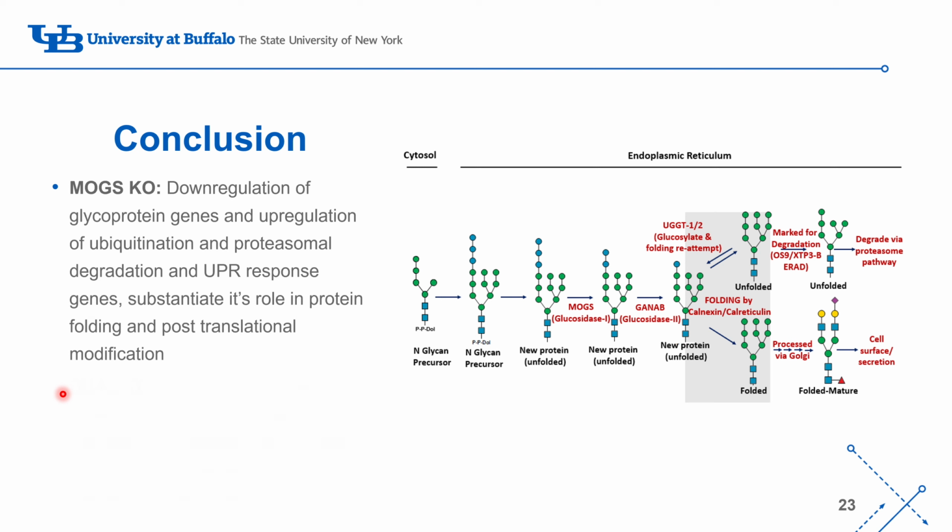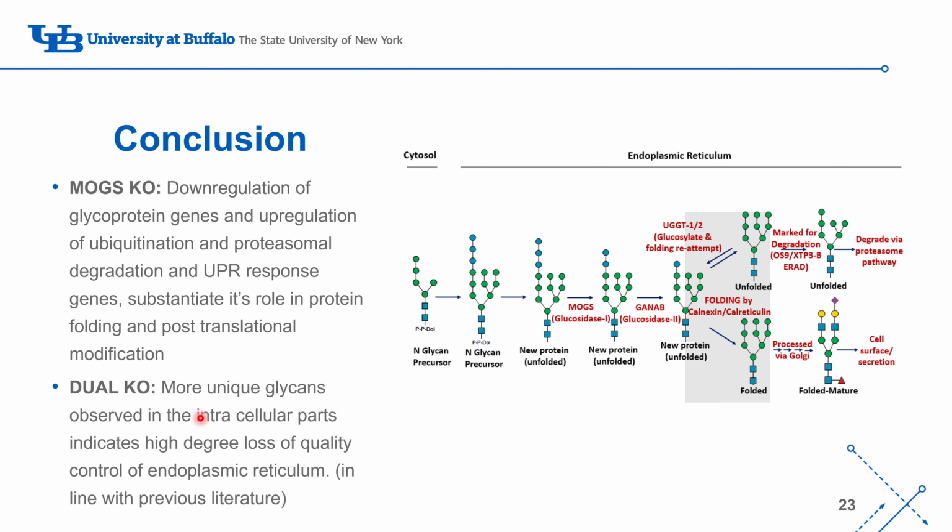And for the dual knockout also, the hypothesis or results show a similar trend. That is, we have seen more unique glycans in the intracellular parts of the cells. So one of the reasons could be that since calnexin and calreticulin are not available, even the monoglucosylated structure is present because of the absence of this calnexin and calreticulin cycle.